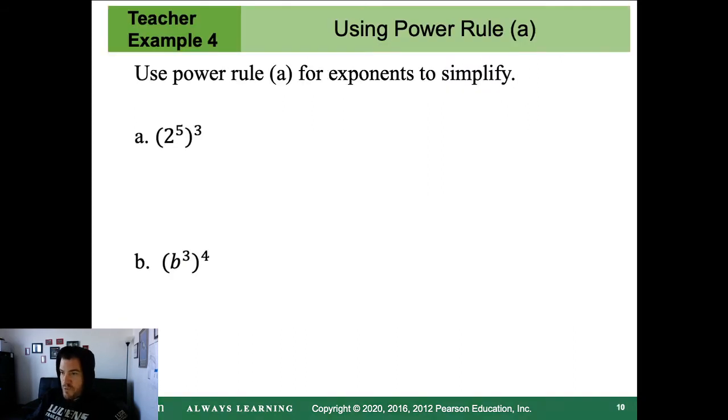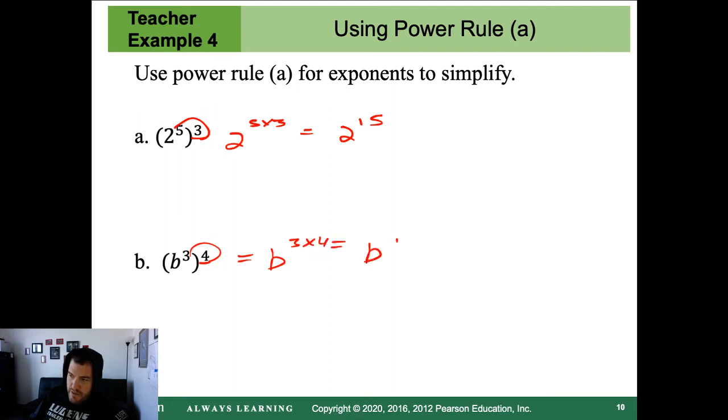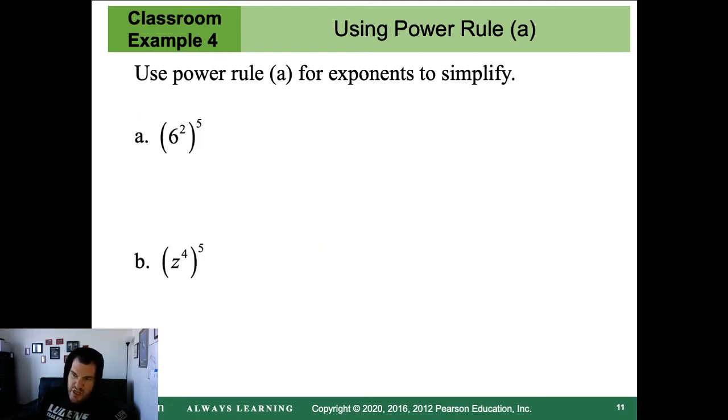So if I'm looking at this one, I'm going to distribute that 3 in there. So I'm going to say that that's a base of 2 raised to the 5 times 3 exponent, which is 2 to the 15th power. And then here, that's a 4. So I think that that is a base of b raised to the 3 times 4 power. So that should be b to the 12th. Take just about 30 seconds and try these ones super fast.